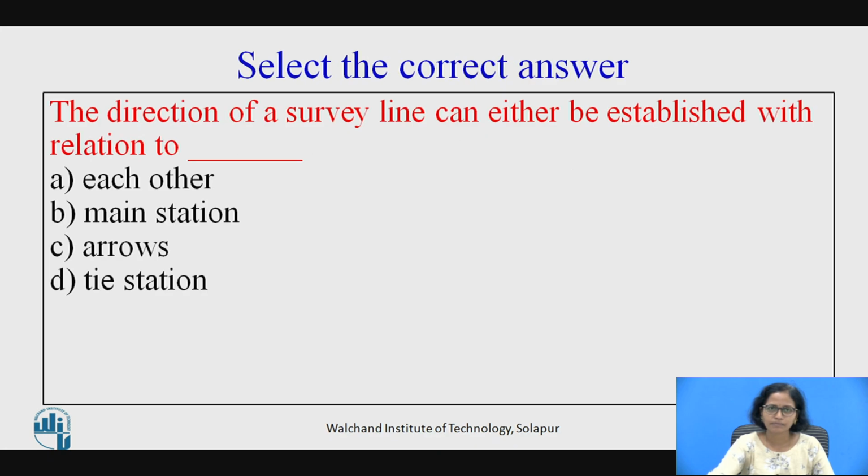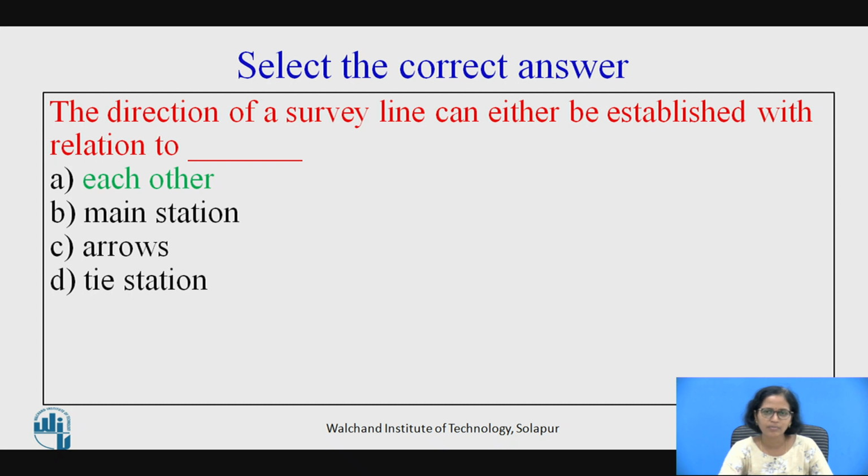So let's see these MCQs. The direction of the survey line can be established with relation to what? Below are the options. First one, each other; then main station, arrows and tie station. Let's see which is the right answer. Yes, the first one is the right answer. The direction of the survey line can be established with relation to each other.